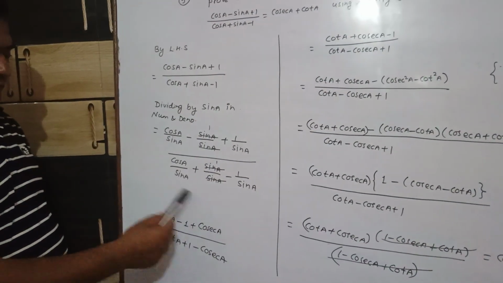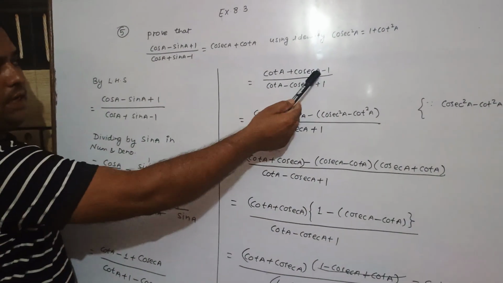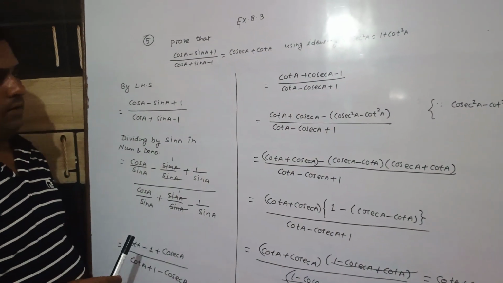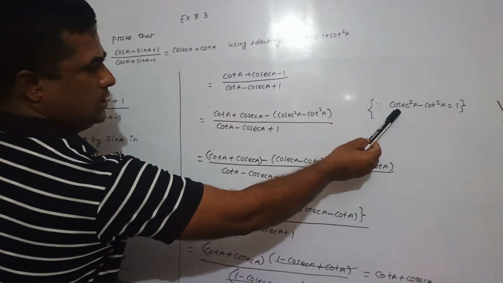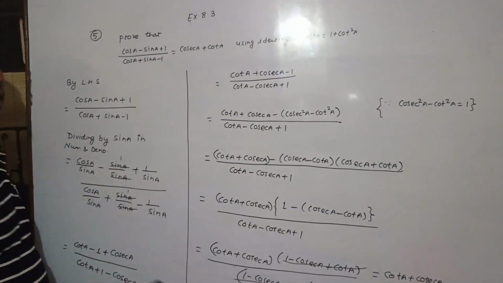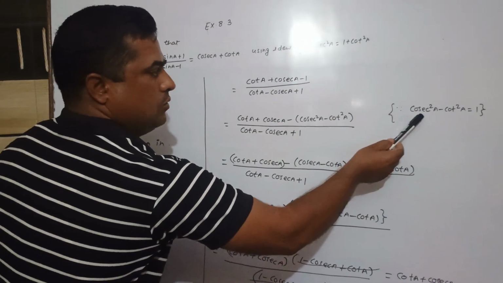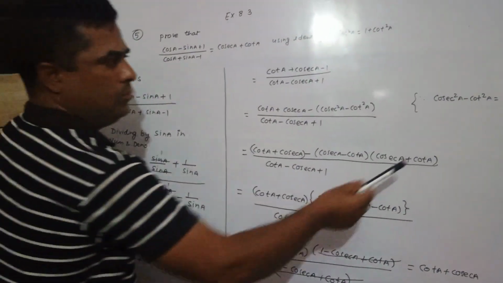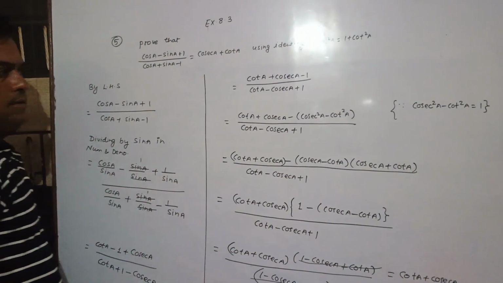Now what will we do? We will rearrange all the terms. We will write cot A plus cosec A minus 1 over cot A minus cosec A plus 1. Now what will we do? We know the identity cosec square A minus cot square A equals 1. In the place of 1 we can write this value, and in the place of cosec square A minus cot square A we can put 1.